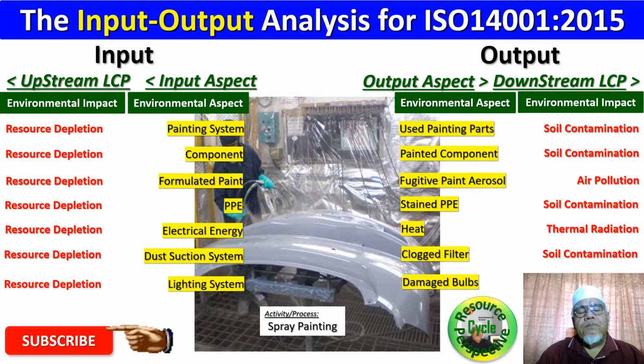Now, input output analysis is done for us to understand our environmental aspects. And we have to identify whether that environmental aspect is an input environmental aspect to that process, that activity, or an output environmental aspect. Why do we have to separate them? This is where the life cycle perspective comes in.